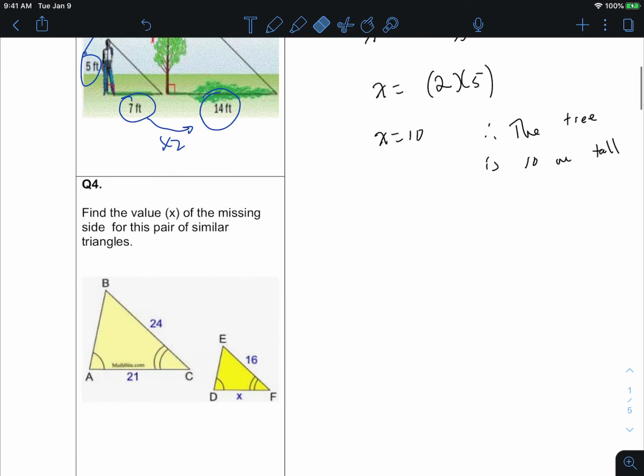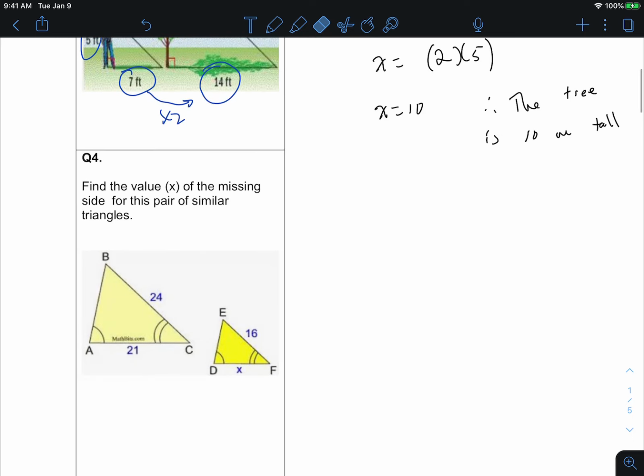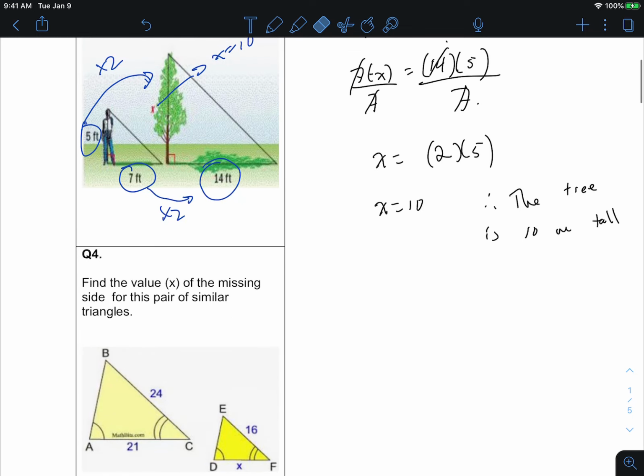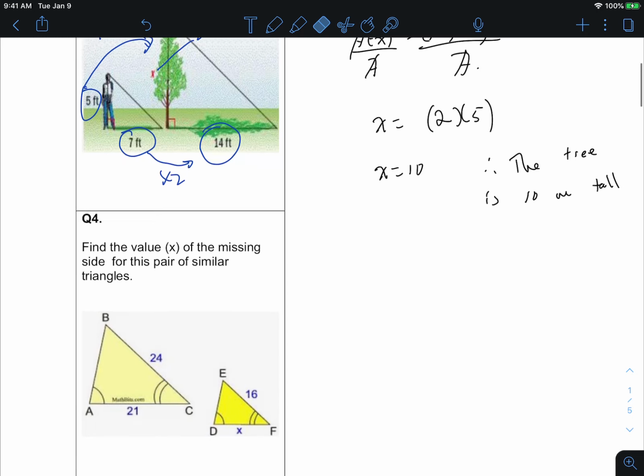Do you want to try this one? Yep. So it can't be much different than that one. It's the exact same, with the exception that this one is obviously right angle triangles, which doesn't matter.